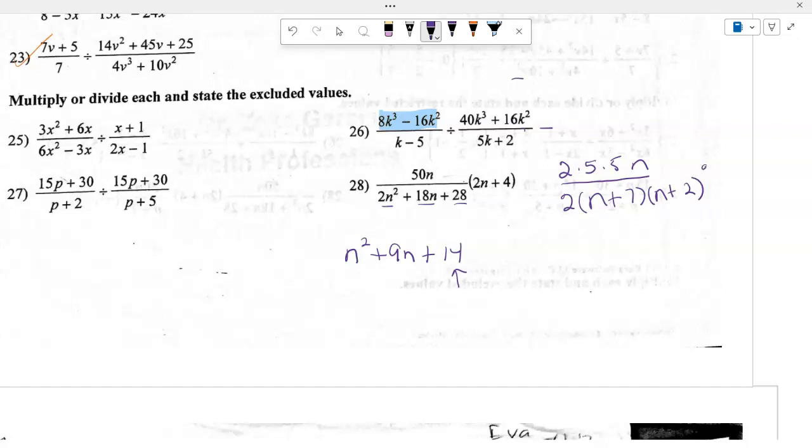And what you're multiplying is by 2n plus 4. You know the common factor is 2. So you're left with n plus 2. And you notice you have n plus 2, you have n plus 2, you have 2, and you have 2. So you're left with 2 times 5, which is 50n, over n plus 7. So n plus 2 and n plus 2 become 1. 2 divided by 2 is 1. So now our restriction is n can't be negative 7 and n can't be negative 2.